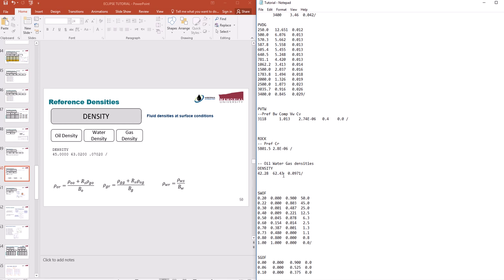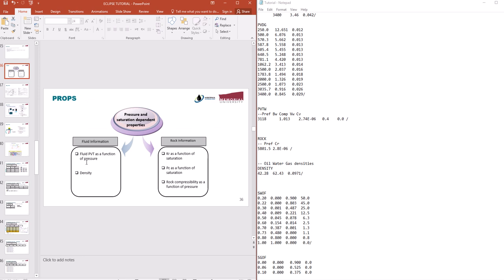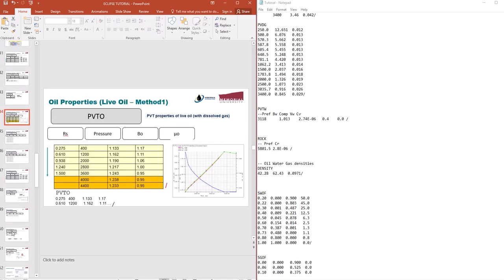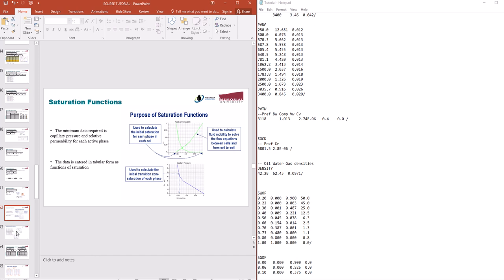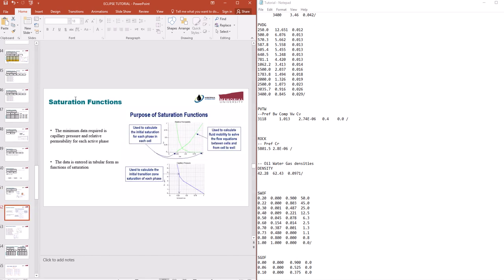If we go back to this slide, we are done with the PVT data, how PVT is changing with pressure. We are done with density. So in the next step, we need to provide the relative permeability functions and capillary pressure functions. We need to provide these to Eclipse to start our simulation. So in the next video, I am going to cover the saturation functions.